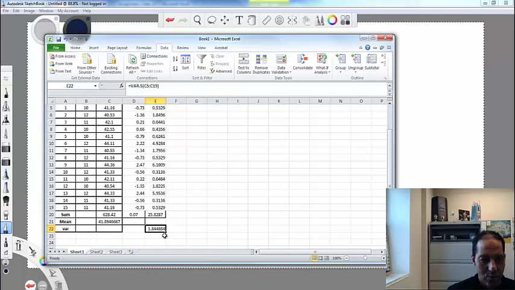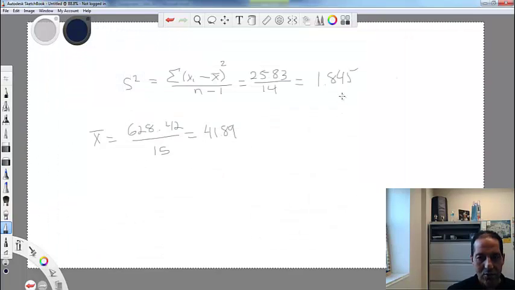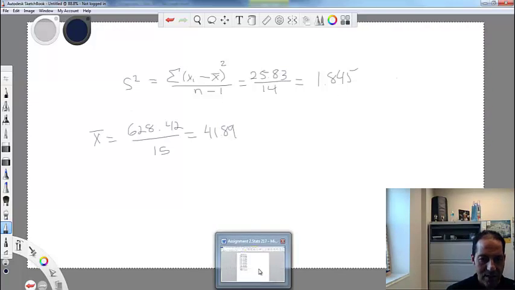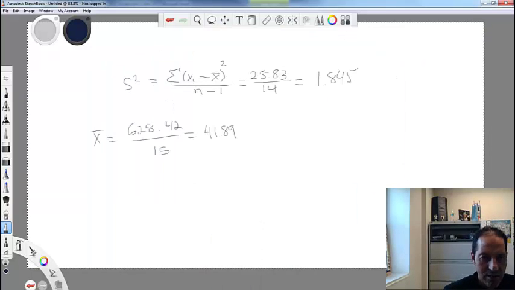What do I get? I get 1.84484. Let's see what I got here: 1.845. Same thing, right? So that verifies our calculation. Now, last thing we need, though, we don't like using the variance. Instead, we use the standard deviation.